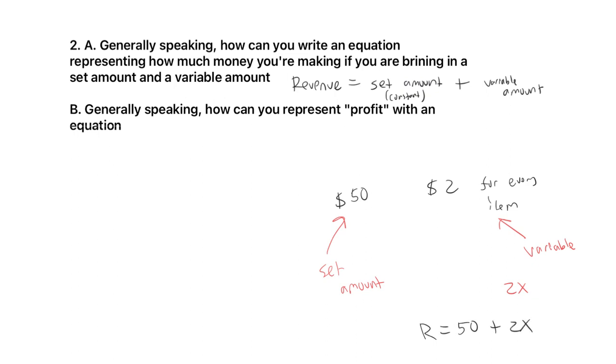Now for 2b, generally speaking, how can you represent profit with an equation? Well, the profit will always be whatever your revenue is, which is how much money you're bringing in, minus your expenses. If you want to know what your revenue is, you might want to refer to this. But one way or the other, that's how you would find profit. It's always going to be the revenue, the amount of money you're bringing in, minus the amount of money that you have to pay to stay in business.